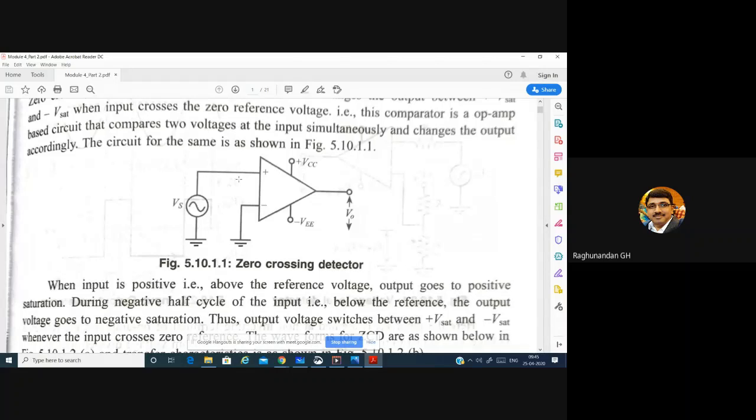Sagar, the negative terminal is at zero potential, sir. So the negative terminal is at zero potential and the positive terminal is at a negative value. Which is greater among these two? Zero is greater than the negative value, right? Yes. So the inverting terminal is at higher potential compared to the non-inverting terminal. Even though the non-inverting terminal has a negative value, since that is lesser than zero, the inverting terminal will be at higher potential.